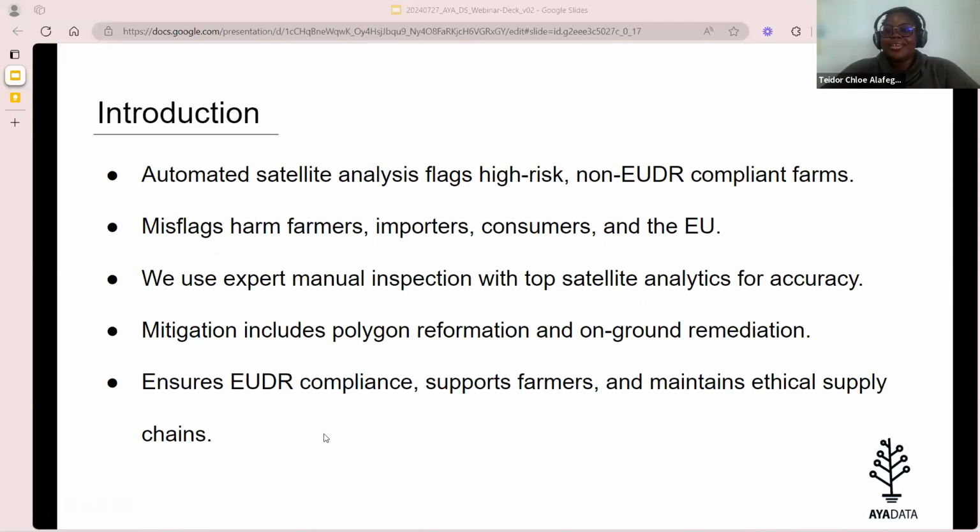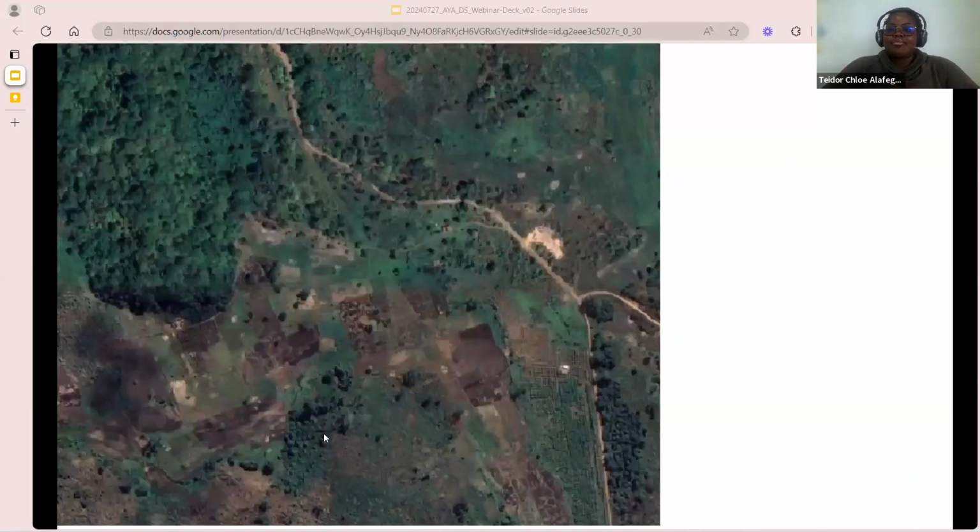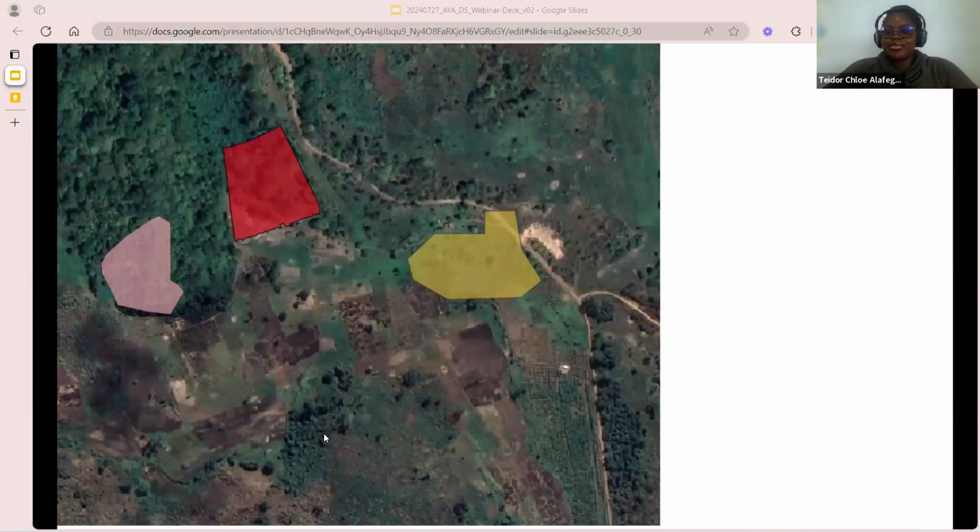Sure. Thank you. Okay. All right. So we'll talk about how these misflags harm farmers, and then we'll dive into how our manual inspection process works, which combines expert analysis with top satellite data for greater accuracy. After which we will be looking at our mitigation strategies, including polygon formation and other remediation processes to address the issues effectively.